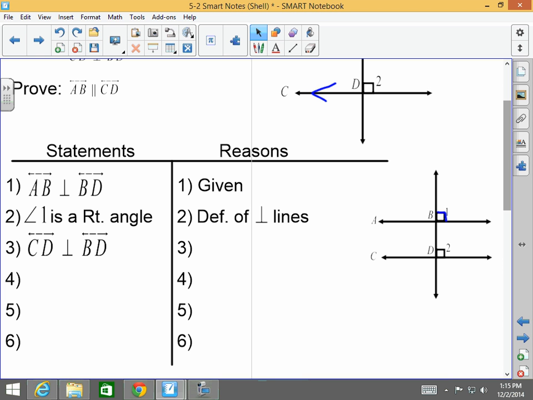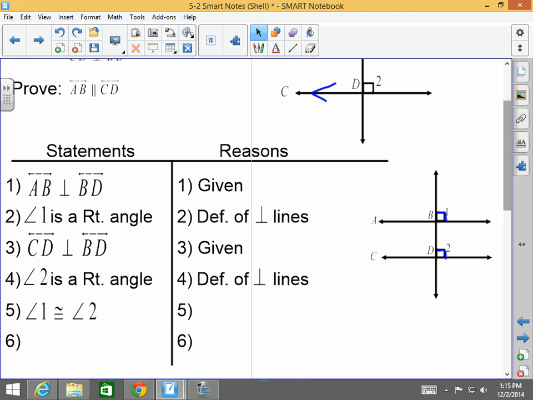Step 3, we can use the second given. CD is also perpendicular to BD. So therefore, we have another little right angle there. And now we know that angle 2 is a right angle. Sorry, 3 was given. And 4, definition of perpendicular lines. Now if angle 1 and angle 2 are right angles, what do we know about right angles, guys? They're congruent. So angle 1 is congruent to angle 2. Right angle congruency theorem. Right angles are congruent.